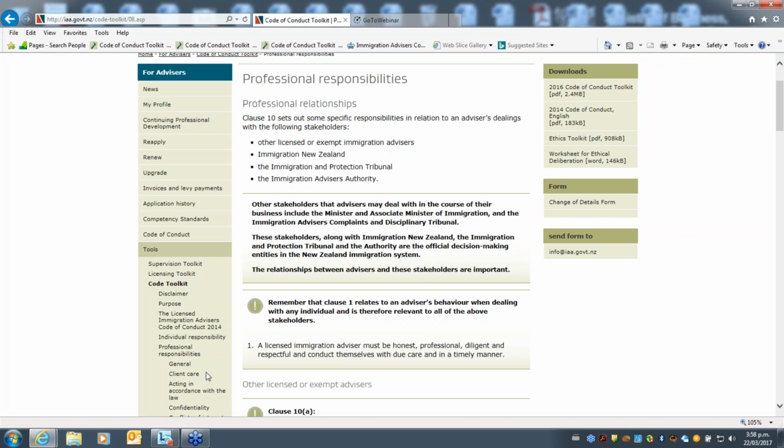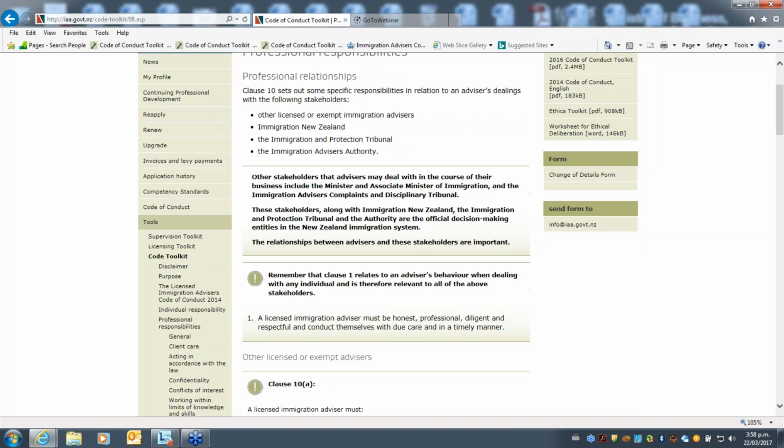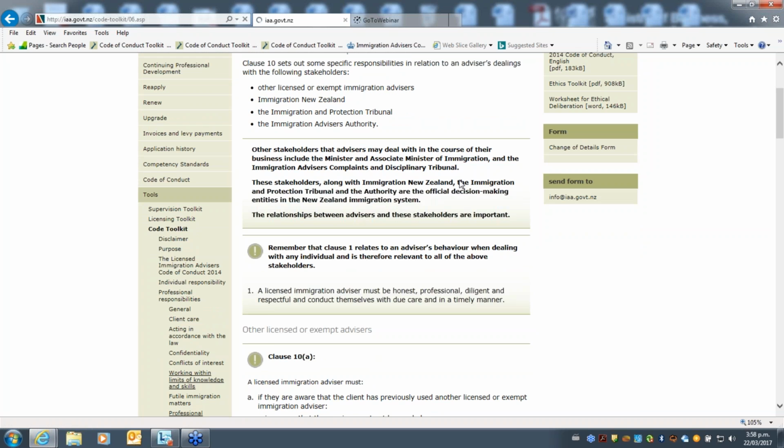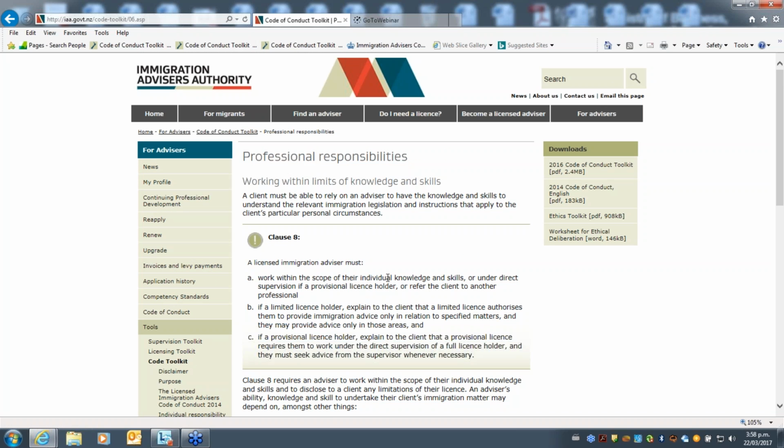You do have a requirement to work within the scope of your knowledge and skills. So you need to identify whether you can provide that service or not. And if you can't, then you can't. So you may need to upskill yourself in whatever other ways before you can take that client on.